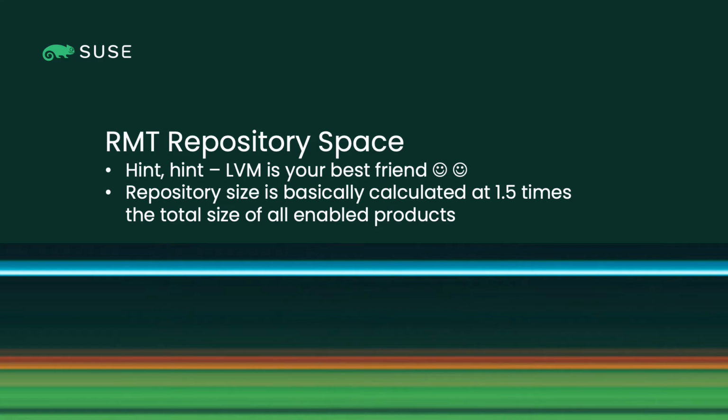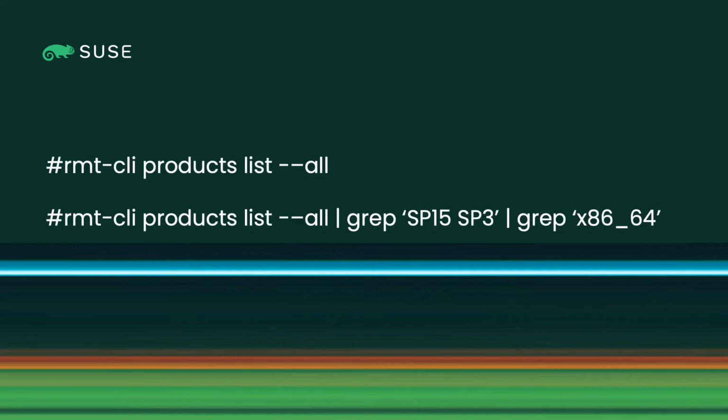Also, just to refresh your memory from the previous video session, the repository disk space calculation is approximately 1.5 times the total size of all products enabled. Once you have the repository space created and in place, you are ready to populate it with the products desired. The setup guide illustrates this command, rmt-cli products list --all. Go ahead and run this command.